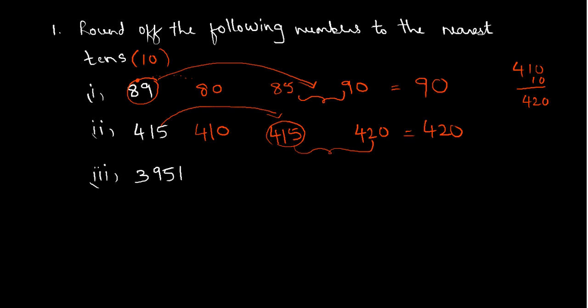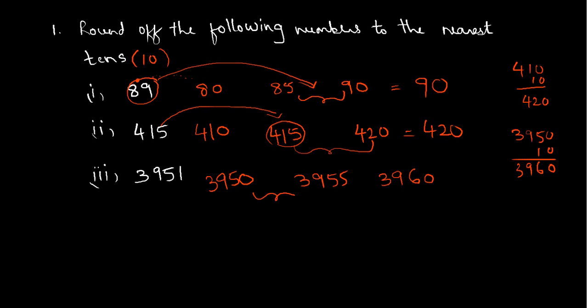Put 0, then 5, 9, 3, and add 10 to it. So 3950 plus 10 is 3960. What is the number which comes between them? 3955. Now this comes in this range, so the rounded number is 3950. I hope you understood this problem. Let us go to the next problem.